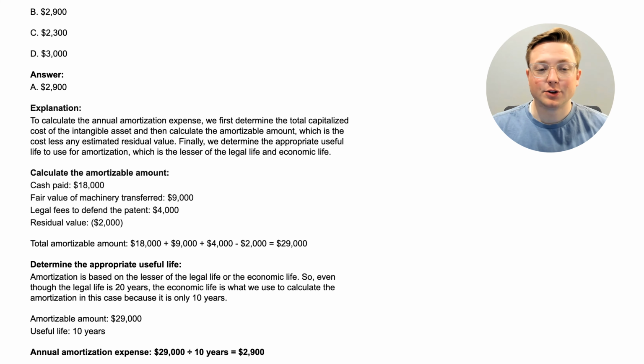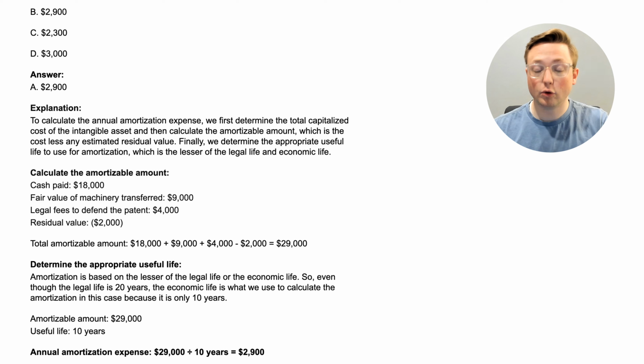All right, here we are. The answer is A, $2,900 is going to be the amortization expense each year. Now, let's walk through this. There are a few different factors that we are learning in this question, so we're going to go over each one of them. Let's start at the beginning. To calculate the annual amortization expense, we first determine the total capitalized cost of the intangible asset, and then we calculate the amortizable amount, which is pretty much the same thing, but you might need to take into account the residual value. Finally, we determine the appropriate useful life to use for amortization, which is the lesser of the legal life and economic life. That's a very key, important rule.